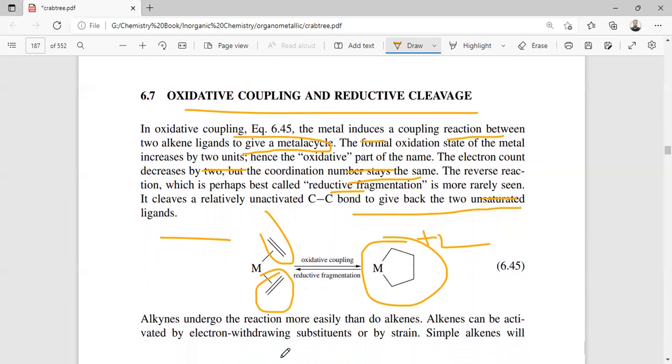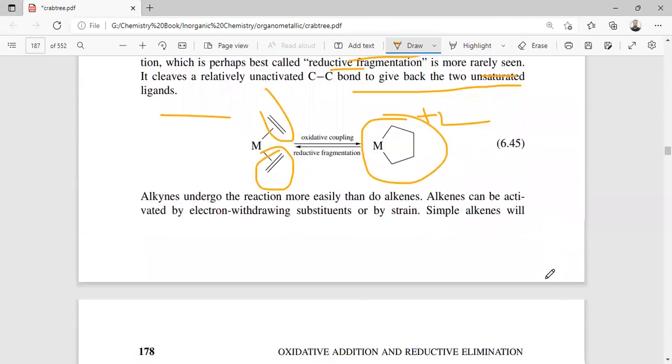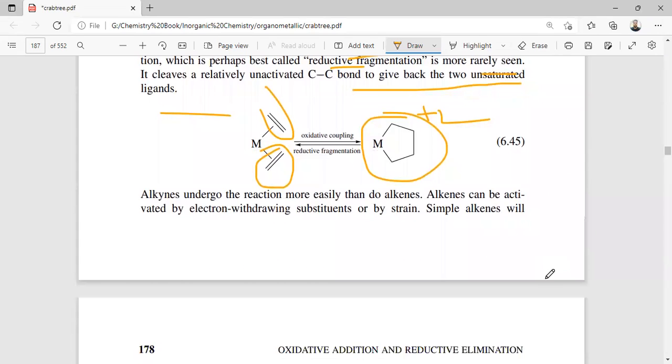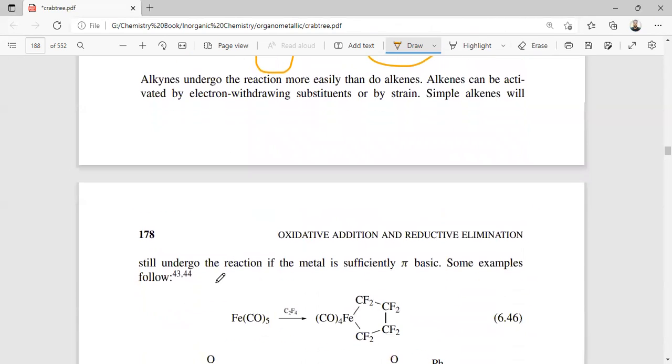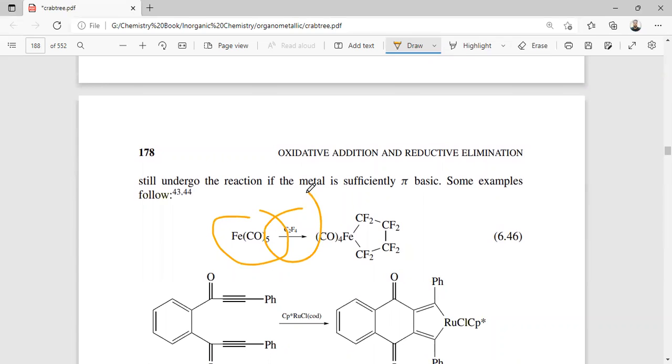And the reverse one is the reductive fragmentation. So alkynes undergo the reaction more easily than do alkenes. Alkenes can be activated by electron withdrawing substituents or by strain. Simple alkenes will undergo the reaction if the metal is sufficiently pi basic. Some examples: here Fe(CO)5 reacts with C2H4 to form this metallacycle. This is an example of the oxidative coupling reaction.